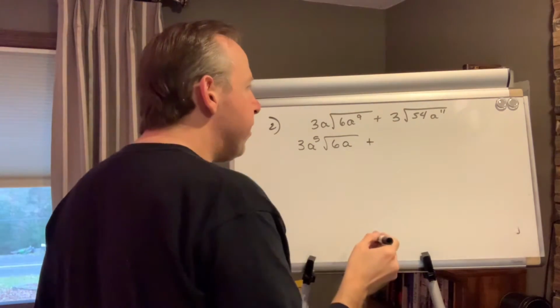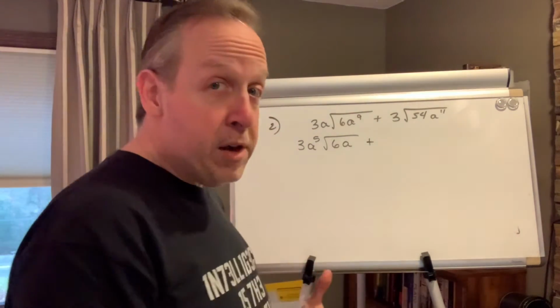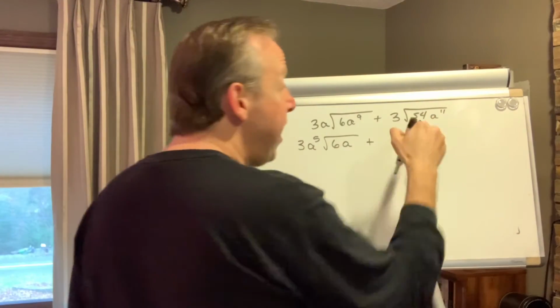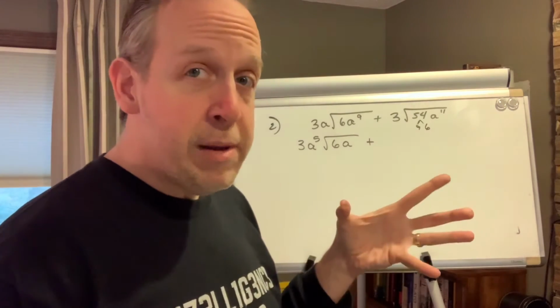54a to the 11th. Well, again, 54 we could probably understand. 54 is 9 times 6. And 9 is a perfect square. It's 3 times 3.